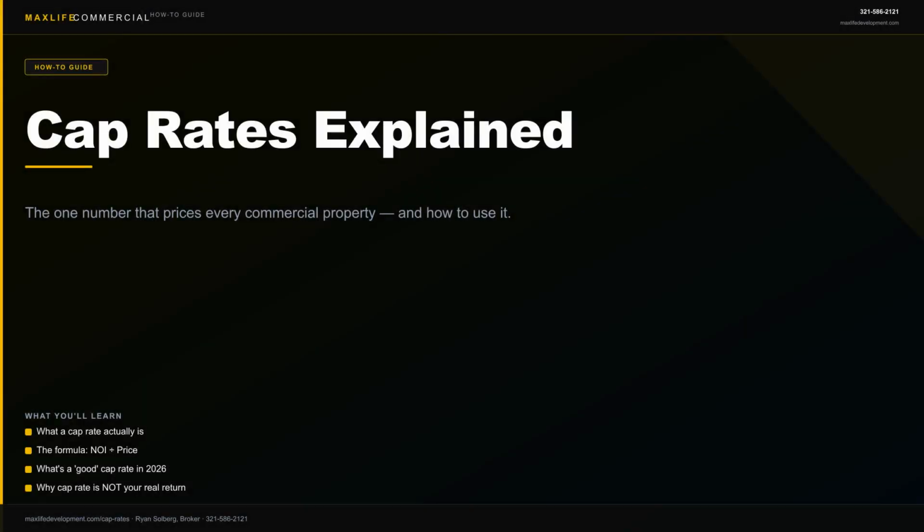number that prices nearly every commercial building on the planet. Office towers, warehouses, apartment complexes, strip malls, all of them. It is called the cap rate. And once you understand it, you can look at almost any deal and instantly know two things: what it is worth and how much risk you are being paid to take.